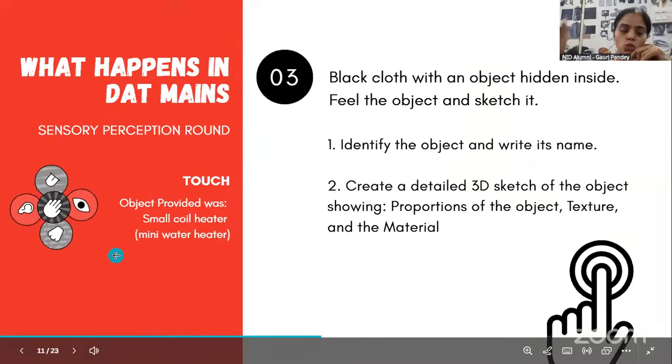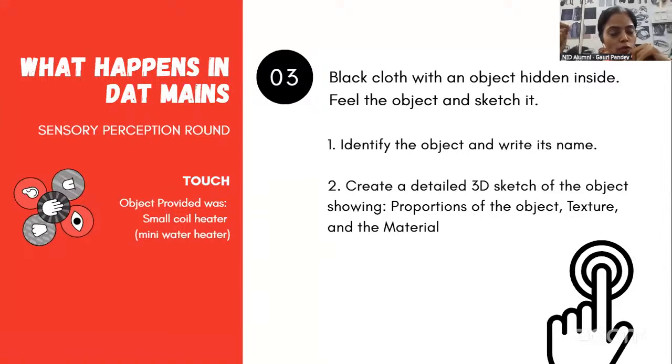Yeah, and the next one. So that was the second one. The first one was listening. The second was what you see. And the third one is touch. They gave a black cloth inside which there was an object, and you're supposed to feel it.